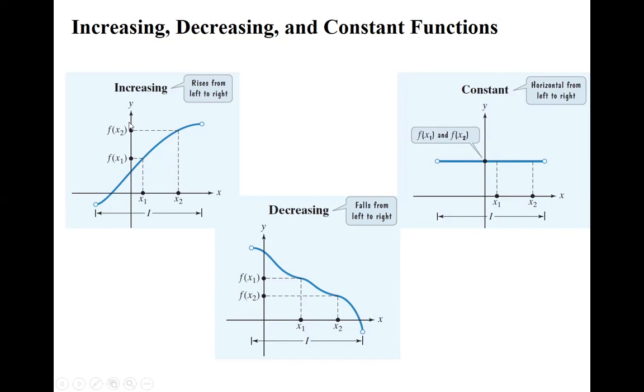So for increasing, f of x2 is greater than f of x1 if x2 is greater than x1. The farther right we go, the farther up we go. Decreasing, f of x1 is greater than f of x2, but x1 is less than x2. The farther right we go, the farther down we go. And f of x1 and f of x2 are equal, no matter what x1 and x2 are, because we have a horizontal line for our constants.